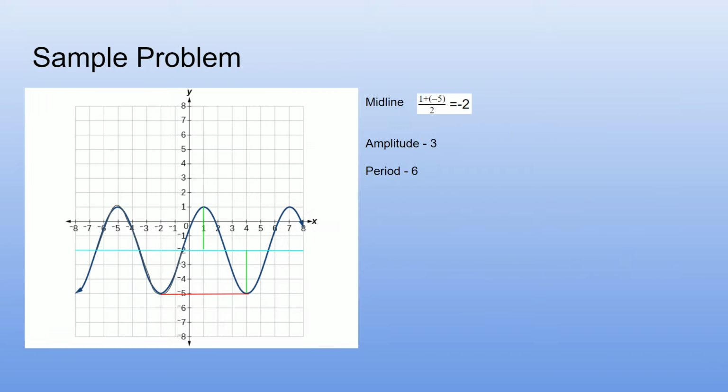And here I have a problem which I already did, as if I were to do it live it wouldn't go as smoothly, so I'll just reiterate what I did. Here I'm asked to find the midline, the amplitude, and the period for this graph.